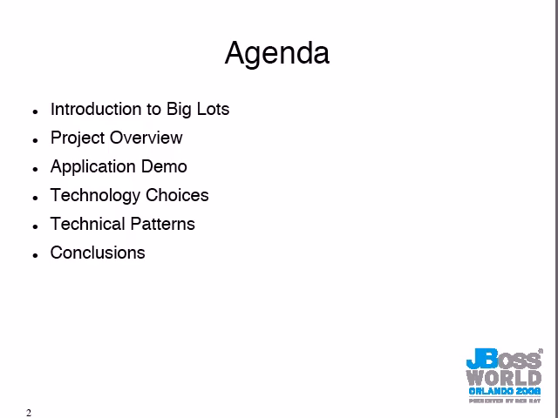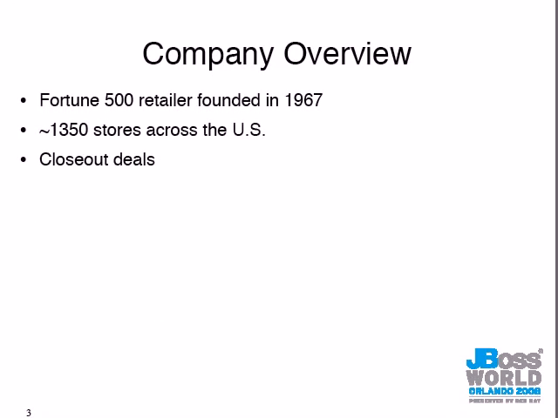Real quick, who's BigLots? How many of you have ever been to the stores? Any BigLots store? Wow, that's pretty good, actually. We are a Fortune 500 company. We were founded back in 1967. We do about $4 billion in sales each year. We have stores located nationwide. Currently, we're at around 1,350 stores. The application we're discussing today is currently deployed and in use every single day at approximately 2/3 of our stores as of today. By July, we hope it'll be everywhere.